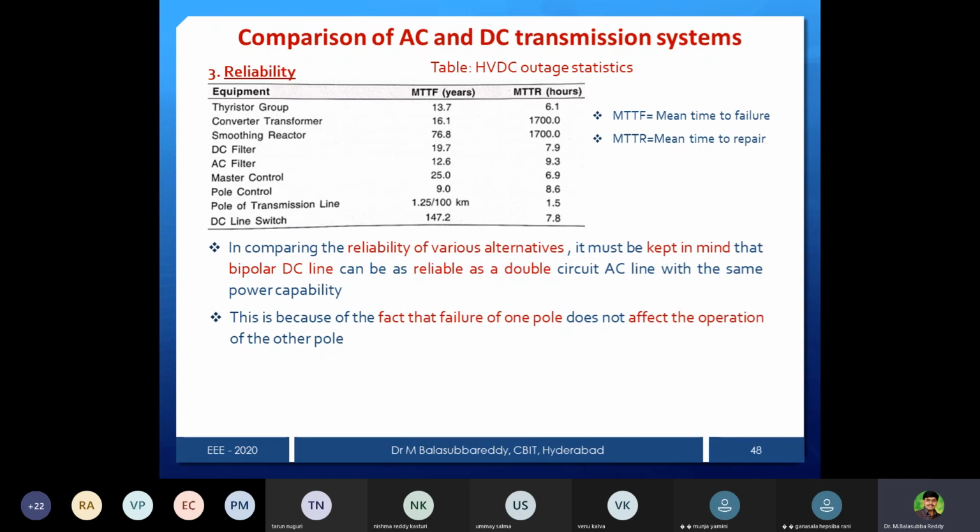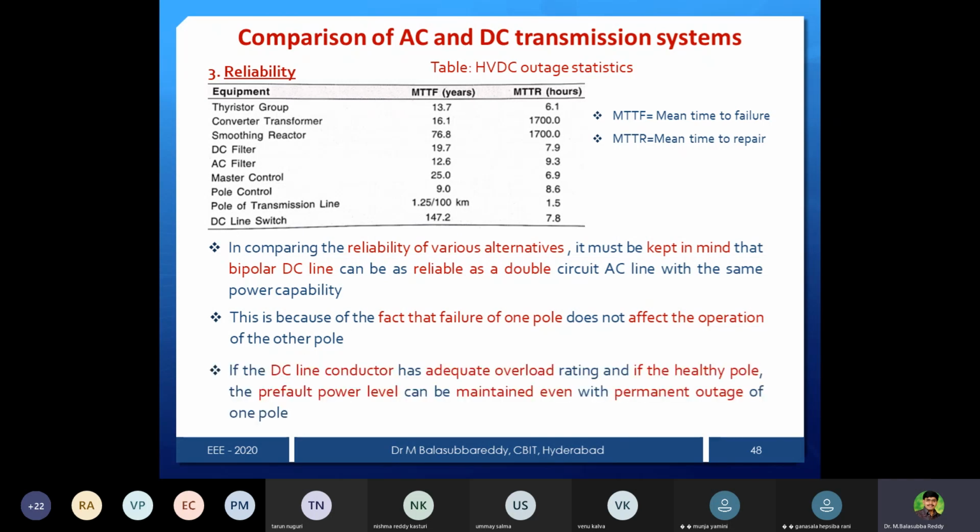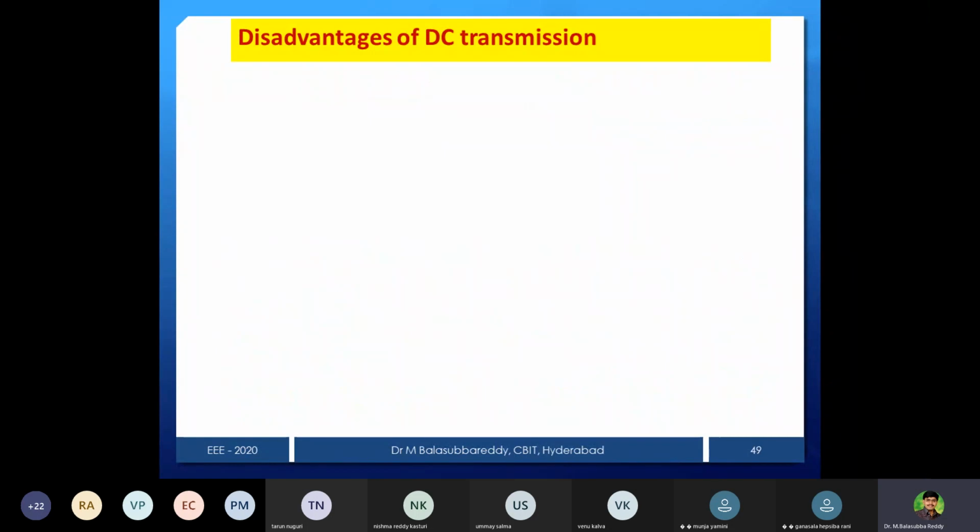A pole here means the positive pole and the negative pole. If the DC line conductor has adequate overvoltage rating, the healthy pole's pre-fault power level can be maintained even with the permanent outage of one pole. Sometimes a permanent outage may also take place.